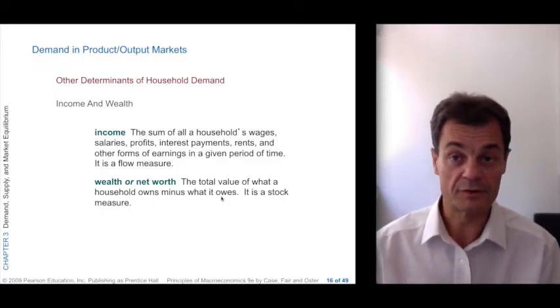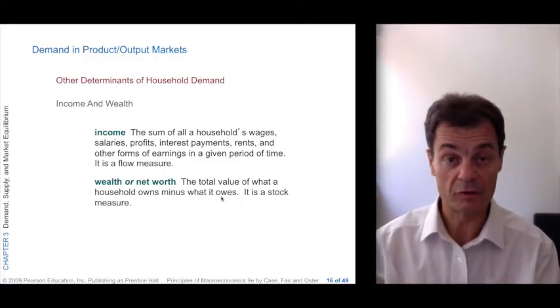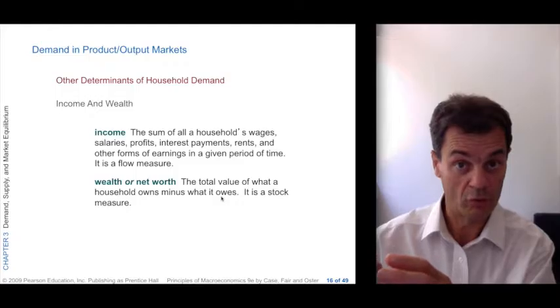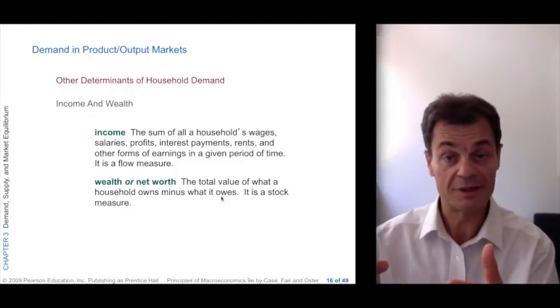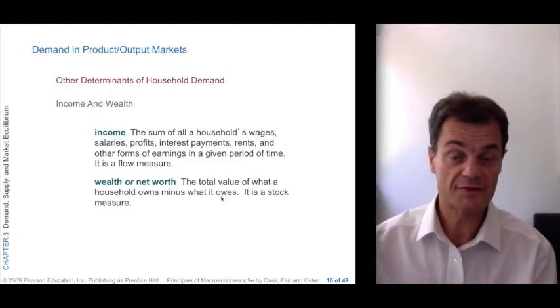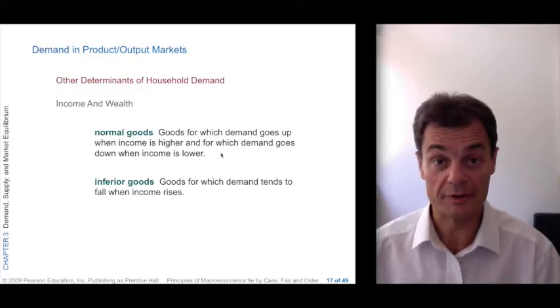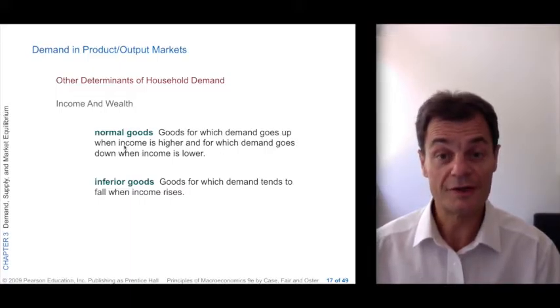That would be, for instance, the value of all the money that it has, but also the value of the house that the household owns, minus the amount of money that the household owes to the bank due to the loan that it has taken from the bank. Other determinants of household demands pertain to the nature of goods.